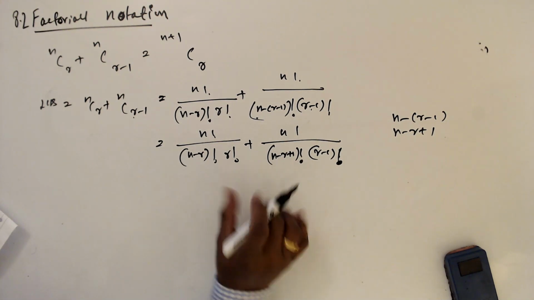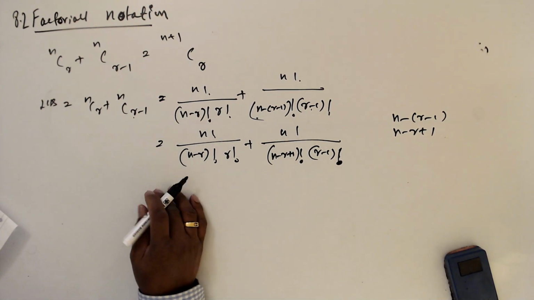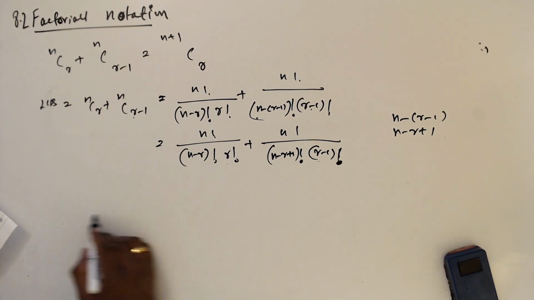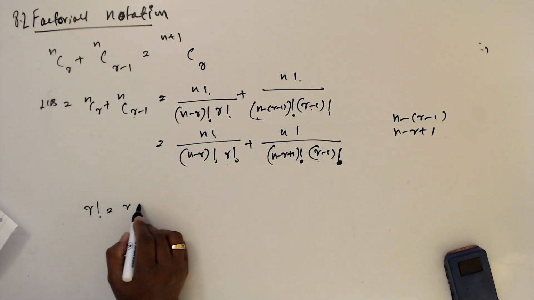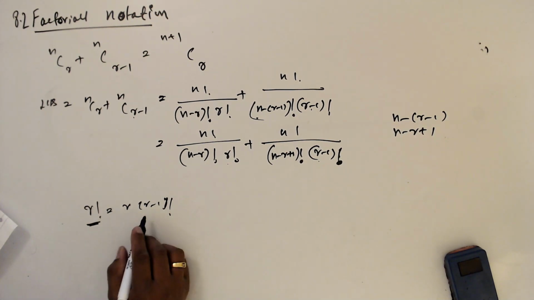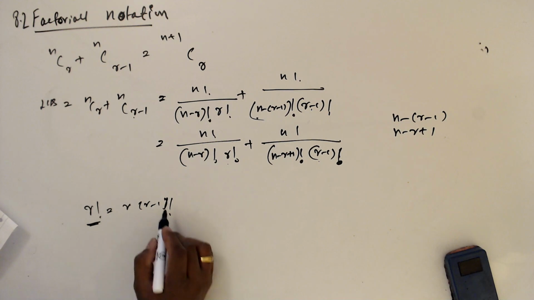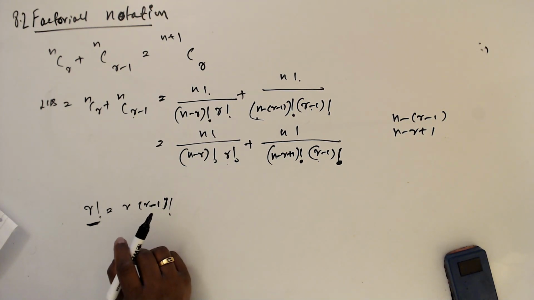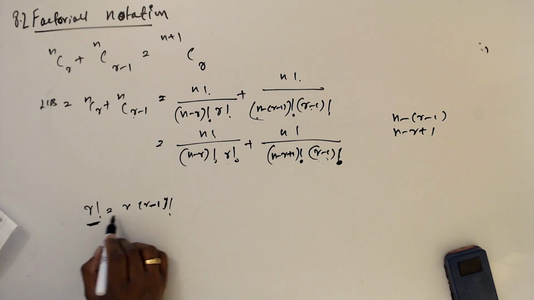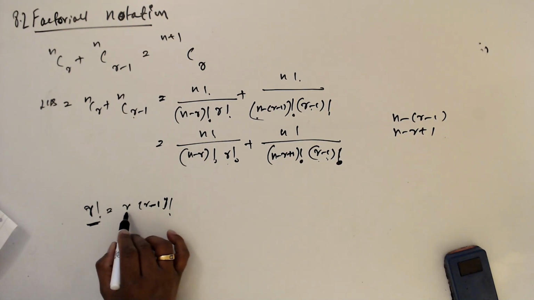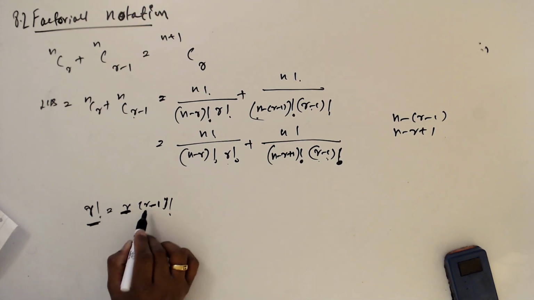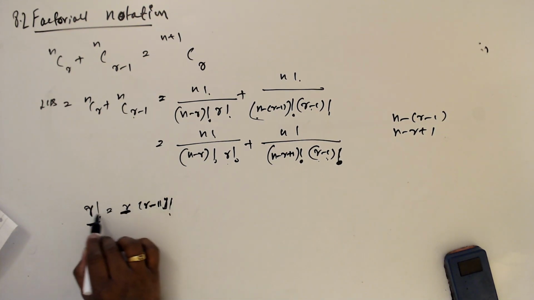Now, how do you add these two together? We have to make the denominator the same. When you consider r factorial and (r minus 1) factorial, which one is bigger? Usually we write r times (r minus 1) factorial. So factorial r is bigger than factorial r minus 1 in terms of size. To make factorial r here, I need r, because r times (r minus 1) factorial is factorial r.